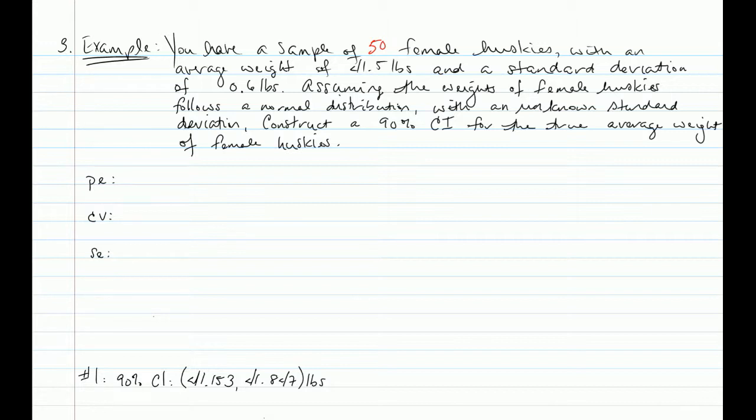So this next example, we're back to a 90% confidence interval, but now we have n equals 50 for our sample size. We still have a sample mean of 41.5 pounds and a sample standard deviation of 0.6 pounds. We're still going to assume that the weights of female huskies are normal with an unknown standard deviation. So let's construct this 90% confidence interval with a larger sample size. Our point estimate is still going to be x bar, and our x bar is our sample mean. It's that 41.5 pounds. So this is still unchanged from question 1.